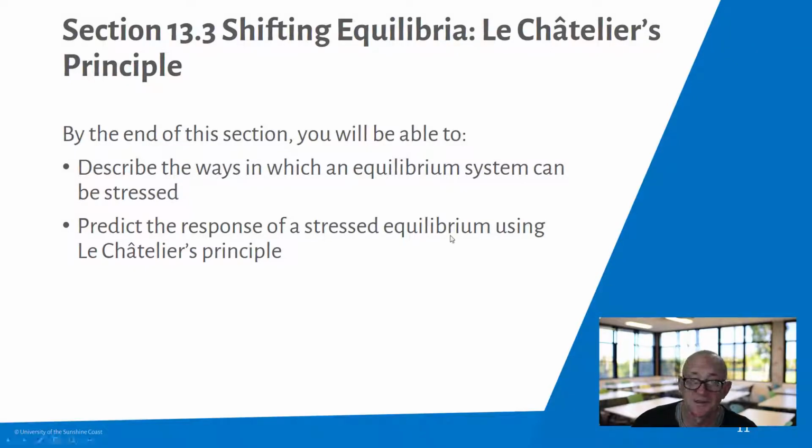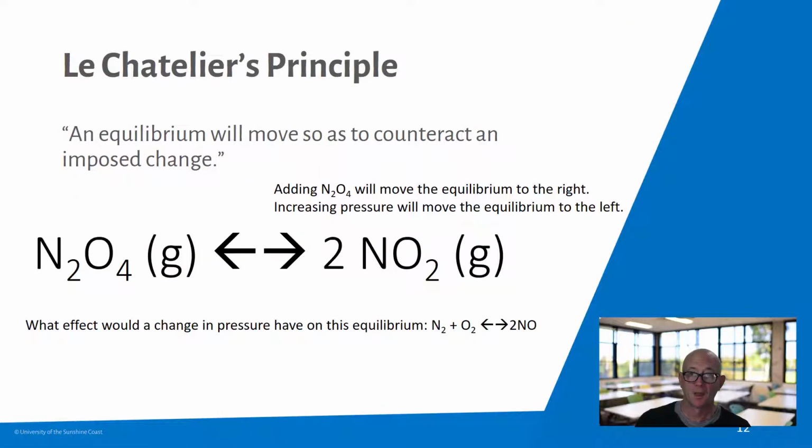All right, this is section 13.3, shifting equilibria. Let's just cut to the chase. Le Chatelier's principle says an equilibrium will move so as to counteract an imposed change. Let's use this classic equilibrium as an example: N2O4 reacts to give 2NO2.